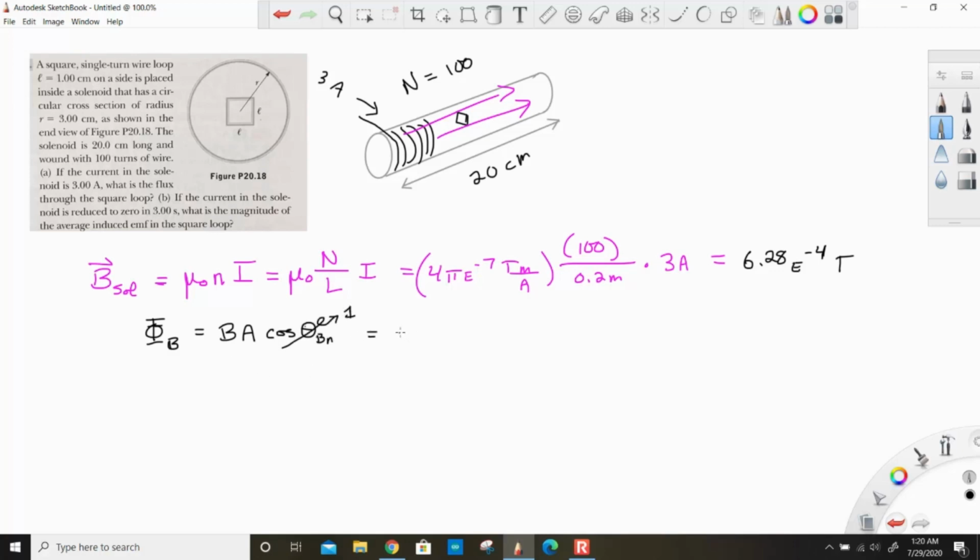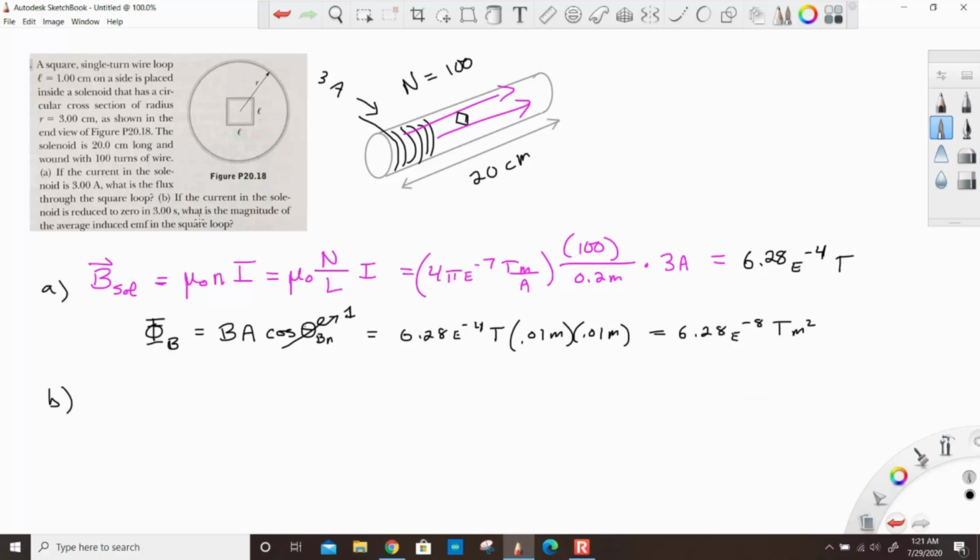Okay, that's going to be 6.28 times 10 to the negative 4 Tesla times the area, which is 0.01 meters by 0.01 meters, 1 centimeter by 1 centimeter. And that brings us down to 6.28 times 10 to the negative 8 Tesla meter squared, or Webers. That is going to be our answer to part A.